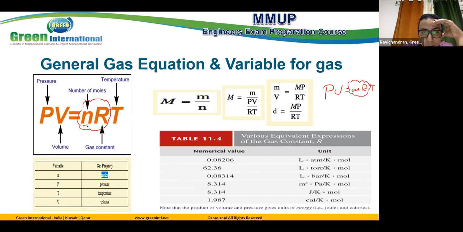n is number of moles, R is gas constant, this one is universal, R bar. But this m is mass in kilograms, and this R is a specific gas constant. Specific means this value depends on the type of gas. So if we check the type of the gas, we can check the R value. But R bar here is one value accepted for any type of the gas.